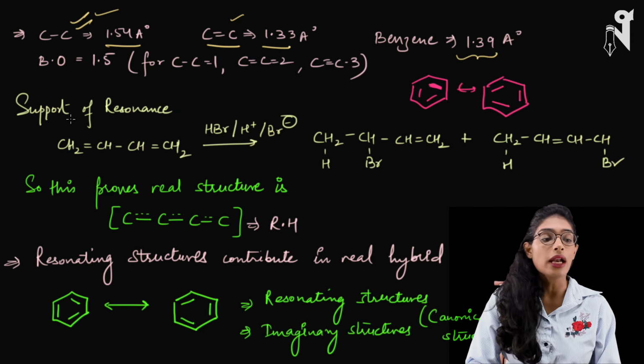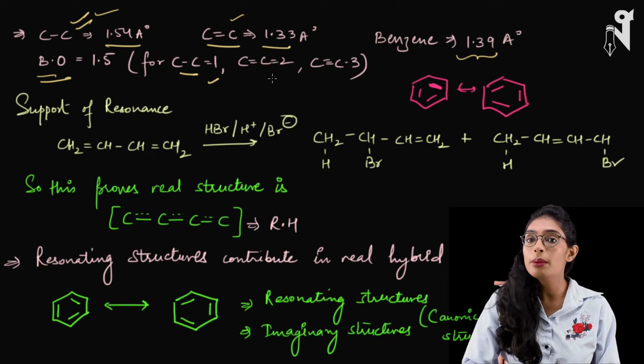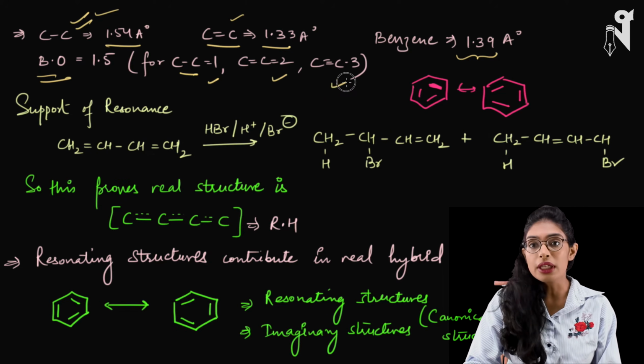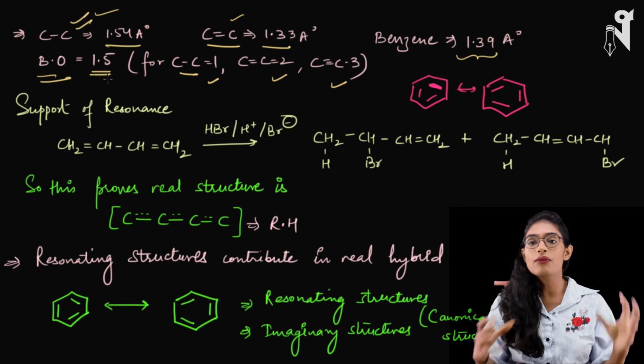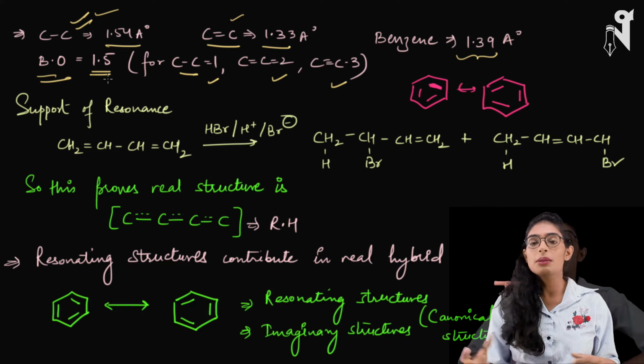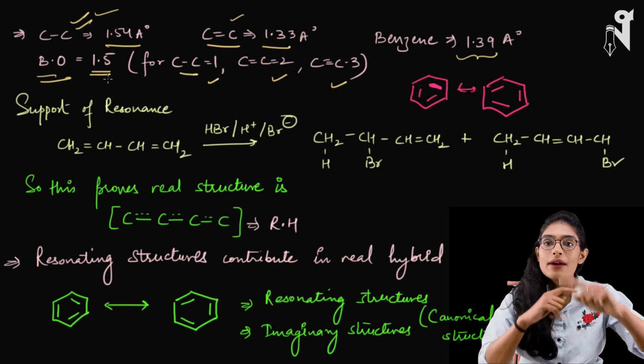Exactly the same way, when we calculated the bond order, the bond order for single bonds is 1, for double bonds is 2, and for triple bonds is 3. But the bond order for benzene came out to be 1.5. That means it is somewhere in between a single bond and a double bond. It's neither a complete single bond nor a complete double bond.